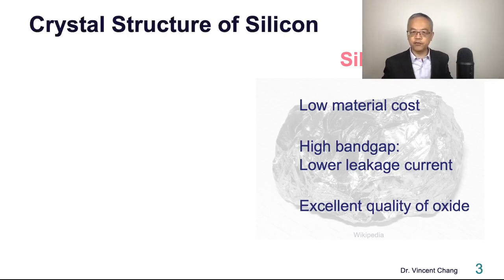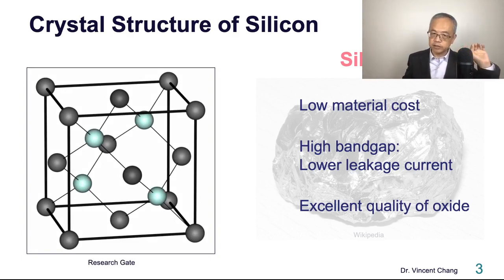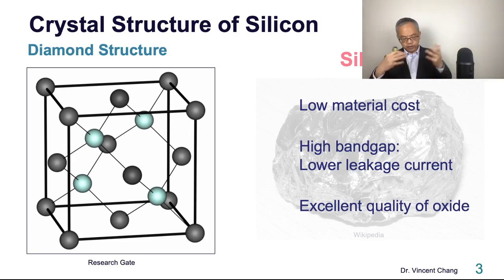Crystal structure of silicon. The left-hand side shows the crystal structure of silicon, which is what we call the diamond structure. If you ever learned chemistry, then you will have learned a crystal structure called face-centered cubic. Basically, the diamond structure of silicon is composed of 2 face-centered cubic structures, kind of intertwined together.